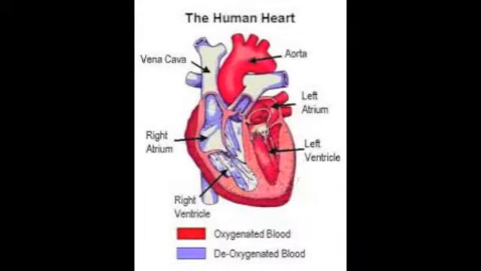The heart wall is made up of three parts: the epicardium, myocardium, and endocardium. Then the heart is further divided into four parts: right atrium, right ventricle, left atrium, left ventricle. It also has two atria and two ventricles.